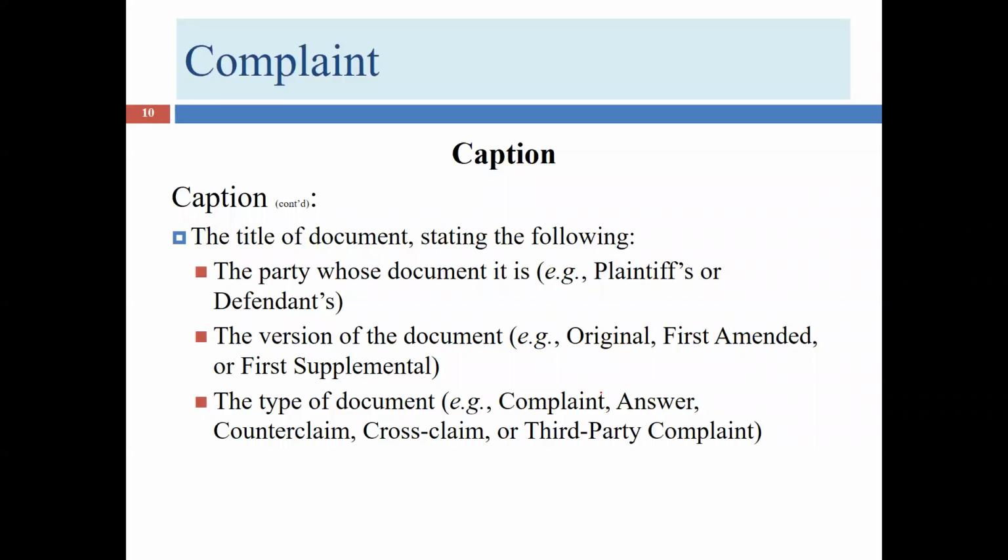Let's say at some point we decide, well, we don't want to rewrite the whole complaint. We just want to add stuff to it. Then we'd say plaintiff's first supplemental complaint. This wouldn't replace the current version of the complaint we're using. It would just add to it. So now we'd have two documents that function in combination as the complaint. So remember the three-part naming convention. You ought to have all three parts in every document that you file with the court.